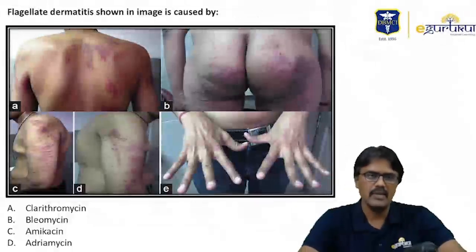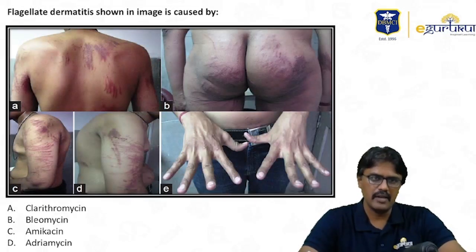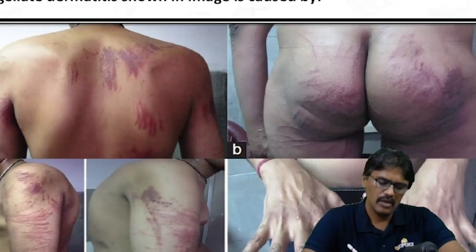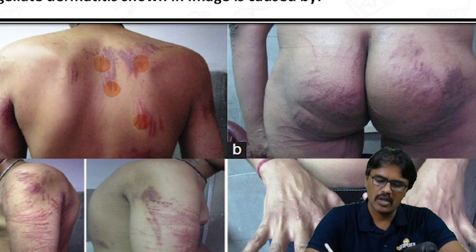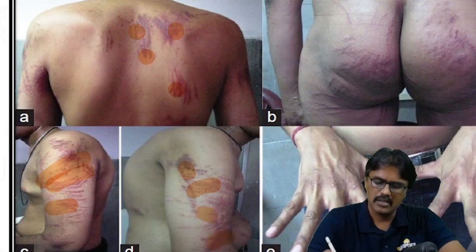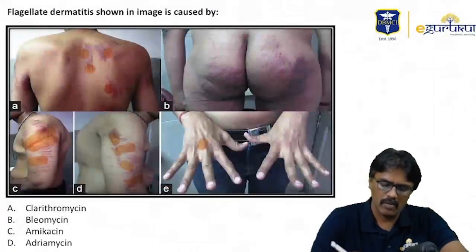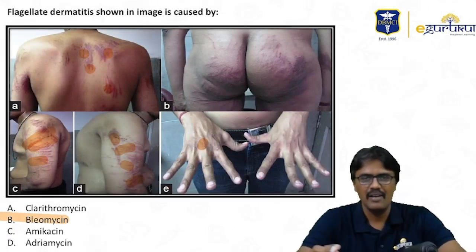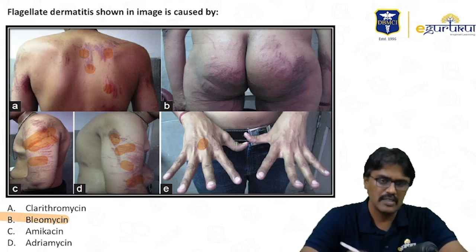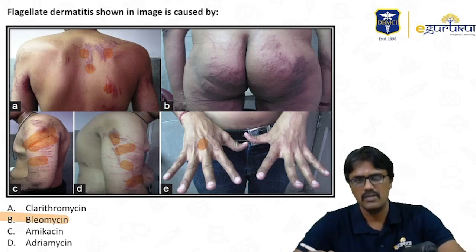Now you can see in this image there is flagellate dermatitis, and many times they may not give you this. They will ask you the lesion shown in the image is caused by. So you can see these flagellate, stripe-like lesions. This is caused by a drug called bleomycin. So bleomycin will cause flagellate dermatitis, and also bleomycin causes pulmonary fibrosis.